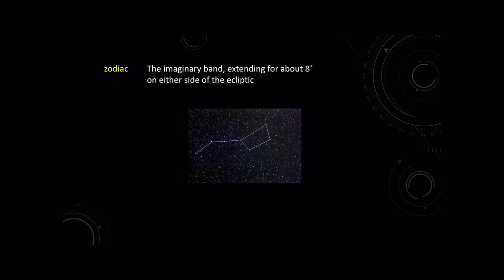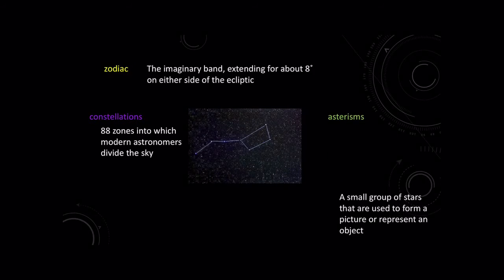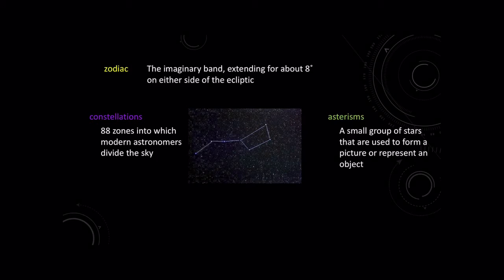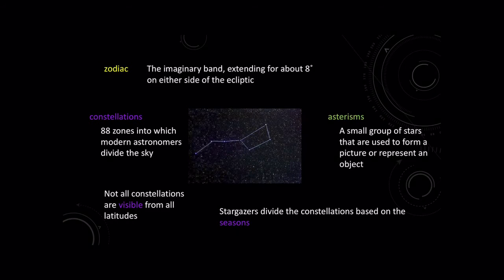Then, of course, you have your zodiac. This is the imaginary band extending for about 8 degrees on either side of the ecliptic. Constellations: there are 88 zones into which modern astronomers divide the sky, and those are the constellations. Asterisms are a small group of stars that are used to form a picture or represent an object. Not all constellations are visible from all latitudes. Stargazers divide the constellations based on the seasons.